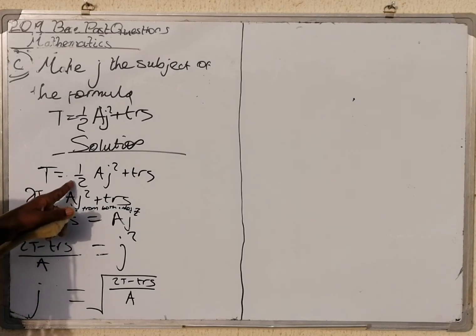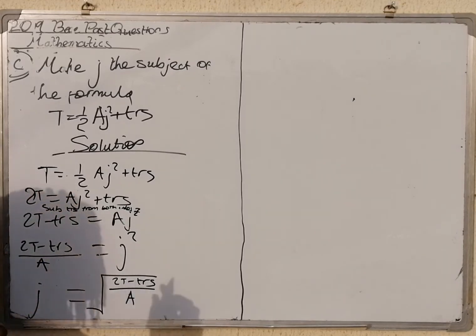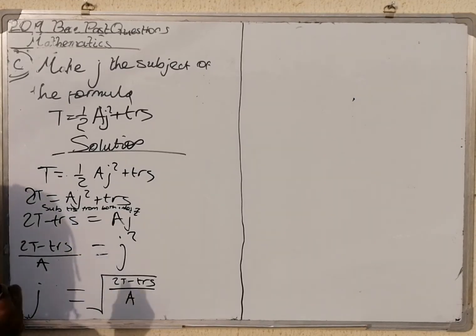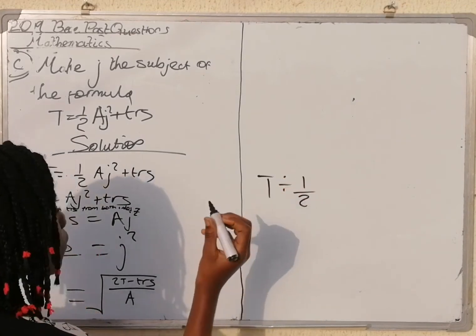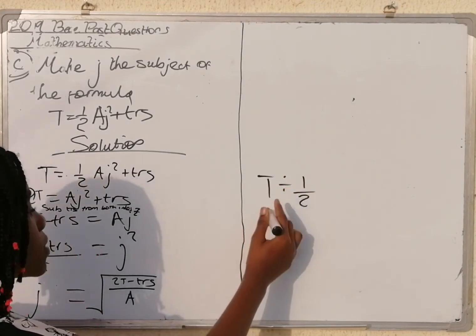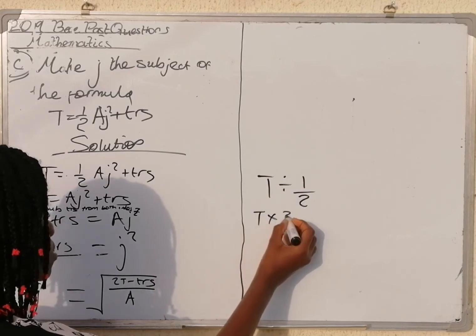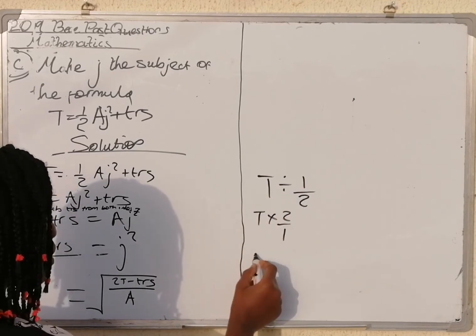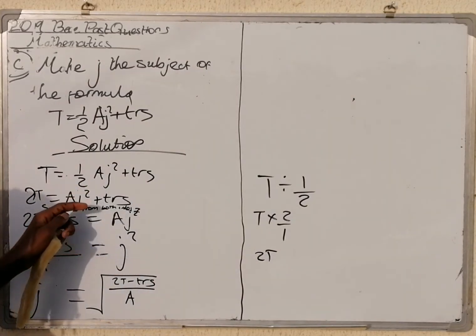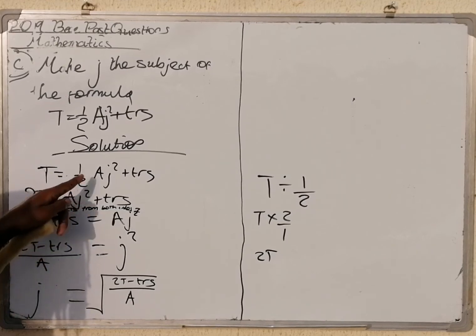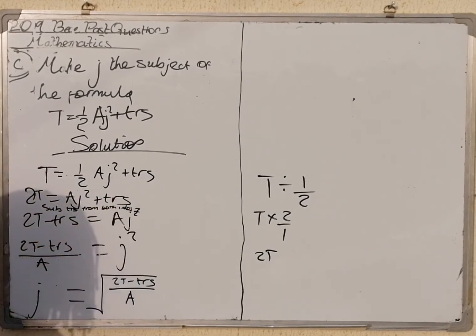Now, whenever we're dividing something by a fraction, that fraction turns into its inverse and the sign is changed to multiplication, making this 2t. Now, let me explain. So, t divided by half. Now, this changes to its inverse and this turns to multiplication, making it t times 2 over 1. So, this becomes 2t. Then, half aj square becomes aj squared because the half has already gone to the other side, plus TRS.